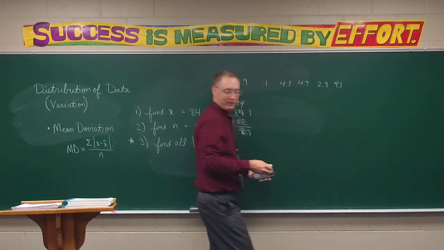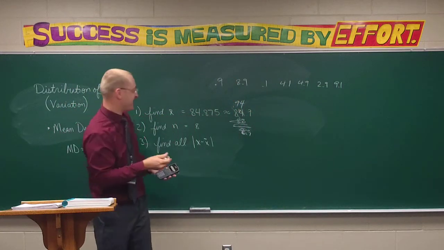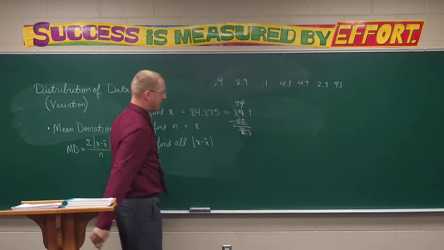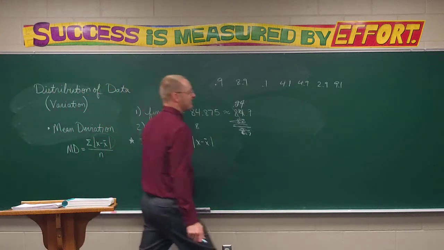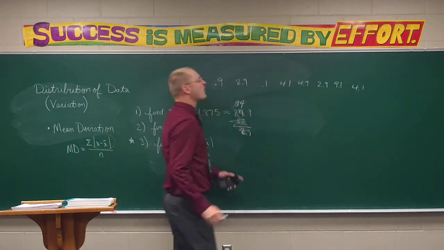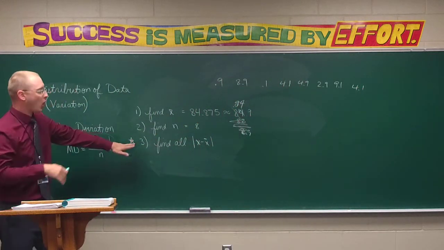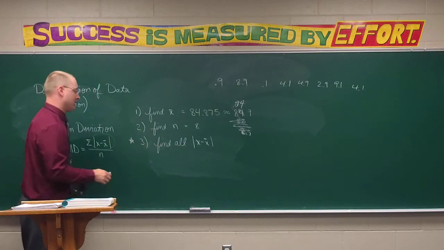9.1. Yeah, that annoying borrowing, right? Got me a minute ago myself. And then 89 minus 84.9, 4.1 again. So we get all these differences, right? So find all the individual differences.